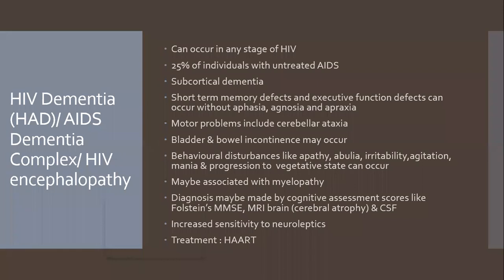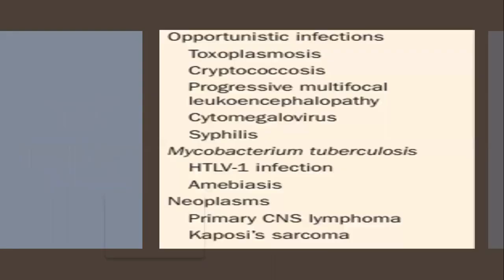How will you diagnose? MRI brain and CSF. CSF will demonstrate the HIV antigen. Treatment is ART, as already mentioned. Okay, so this is about HIV causing damage. But opportunistic infection of the brain is very, very important. The 2 important cancers, CNS lymphoma and Kaposi sarcoma, can occur.